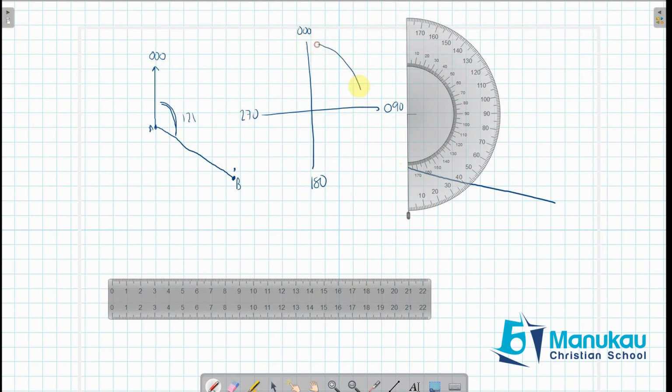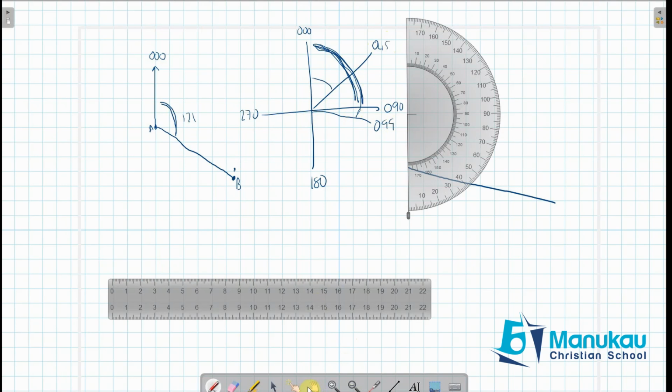A key thing to remember, if you've got something in this range here that's all the way up to 100, if it's a 2-digit number, you always put a 0 in front of it. So let's say you got one out here which is 45 degrees, you would write it's 045. Or if you got one that's 99 degrees out here, you'd write 099. So always give your bearings with 3 digits.